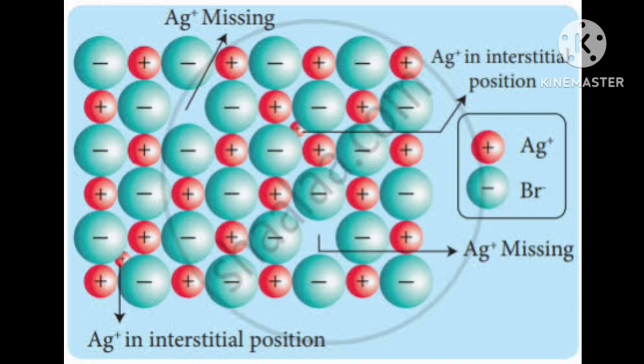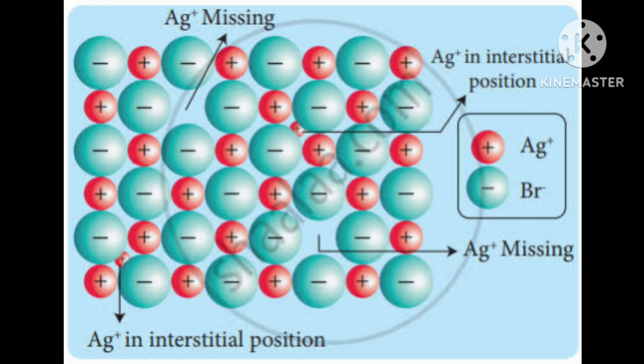This is 10 to the power 6 Schottky pairs per centimeter cube. This question is also asked. Okay. Schottky defects per 10 to the power 6 ions. Already I told you, Schottky defect is shown by ionic substance. This is also shown by ionic substances in which the cation and anions are almost similar size.